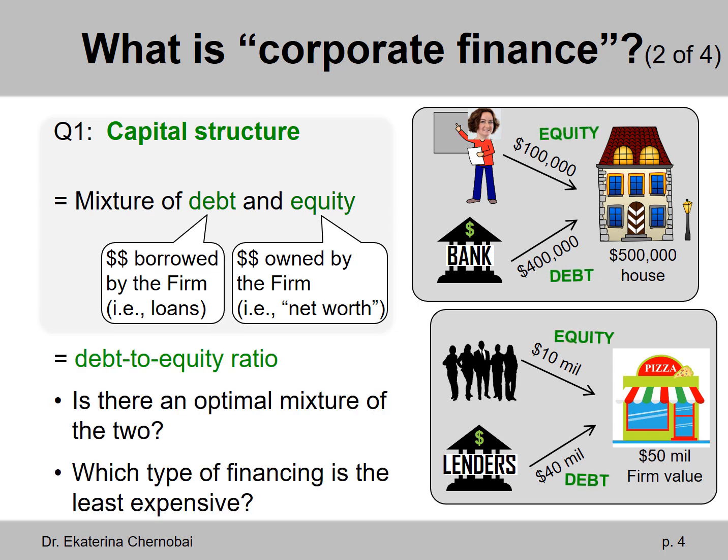And the question on debt to equity ratio includes things like how should we decide on the proportions of debt to equity? Should they be 50-50? Should they be preferably no debt at all? And if there is any debt that a company is planning for, which type of financing should it use? So probably it would be determined by which type of financing is the least expensive.